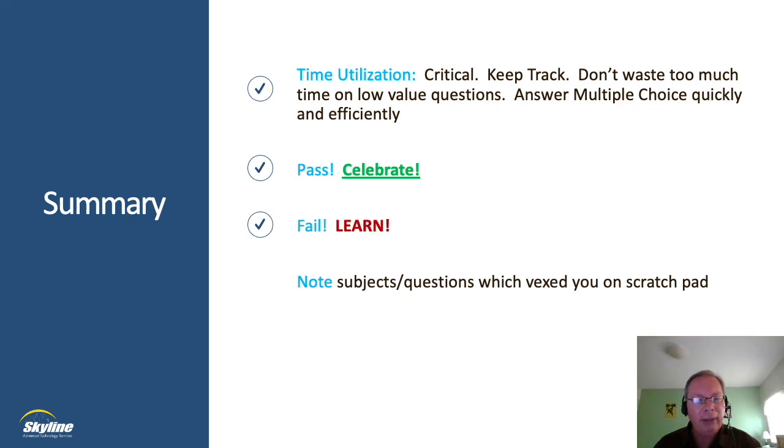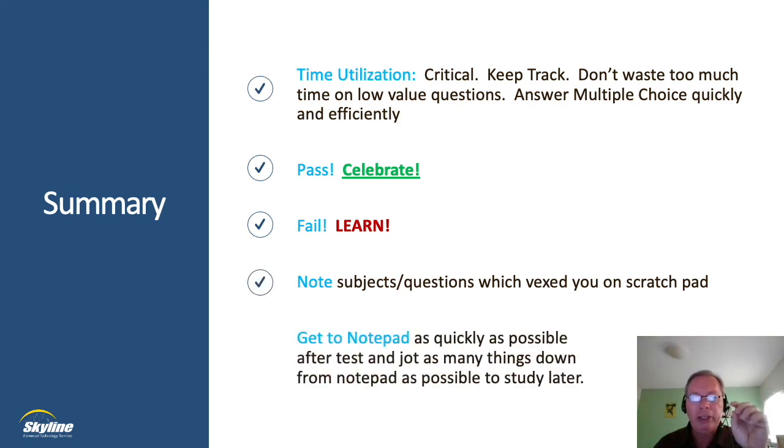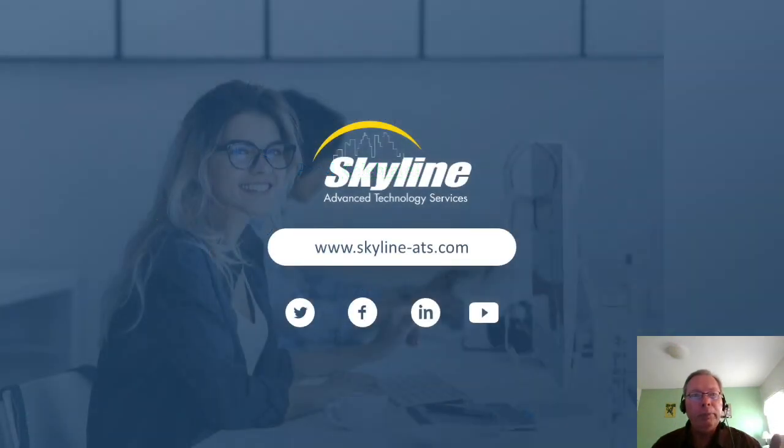But if you fail, make sure you have put yourself in a position to learn from the failure. Hopefully you have noted the subjects and questions which vexed you on your scratch pad. Then get to your notepad as quickly as possible after the test and jot as many things down from your scratch pad as possible so that you can be sure to study them and be prepared for the next time you take the test. Don't be upset if you have to take a test twice.